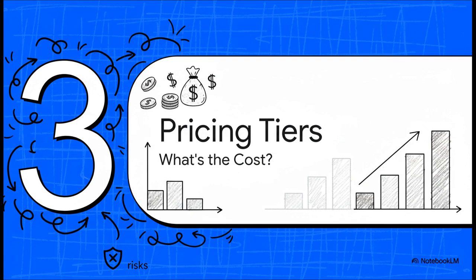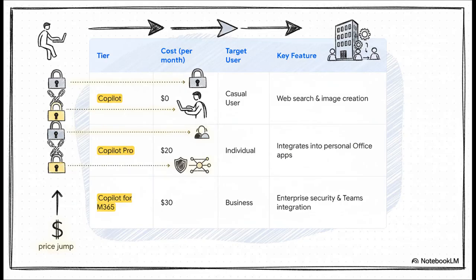Okay, this all sounds amazing, right? Which, of course, brings us to the big question everyone's thinking: what's this going to cost me? So let's break down the different versions. Microsoft has this tiered approach, and you can see it laid out here. It's really designed for three different kinds of people: the casual user, the individual who's a real power user, and then, of course, businesses. And as you'd expect, that price jump is all about how integrated it is and, crucially, how secure it is.